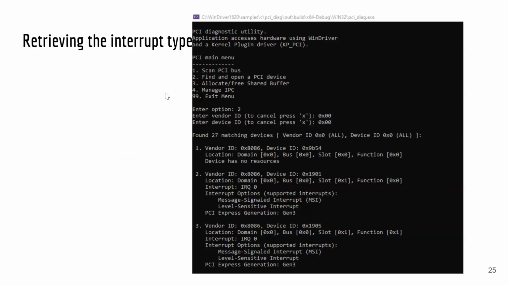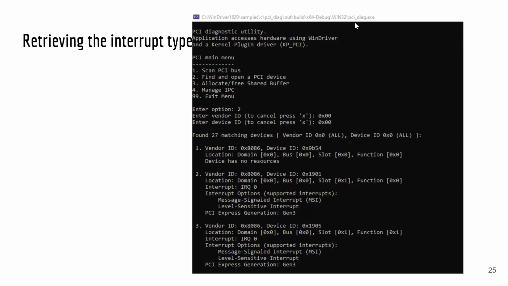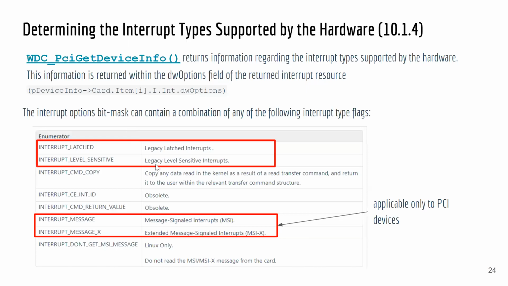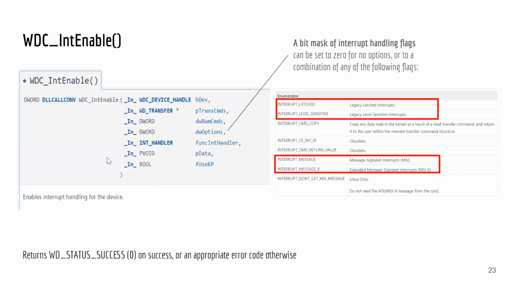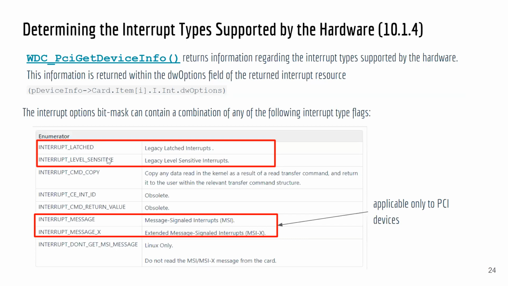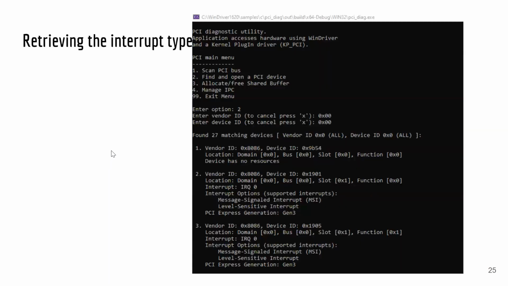So let's see how it looks before opening the device. How can we get the interrupt type before we open the device? We open PCI_diag, choose our device, and we can see that we have both a message signal interrupt, MSI, and level sensitive interrupt. This one has no interrupts. This one has both MSI and level sensitive. So you can get this information from WDC_PciGetDeviceInfo, and you will see the flag bit mask in the IntEnable function.